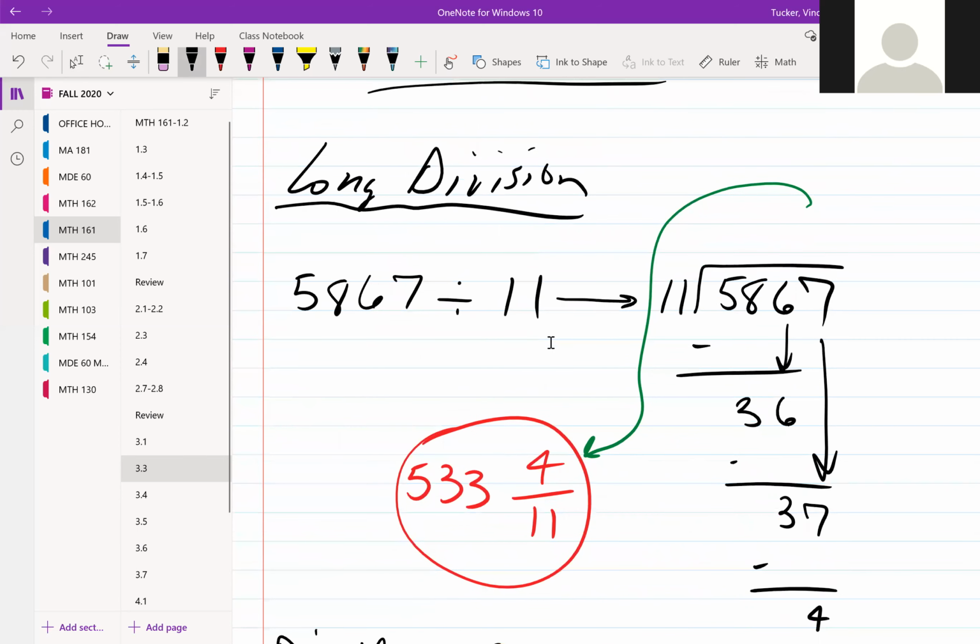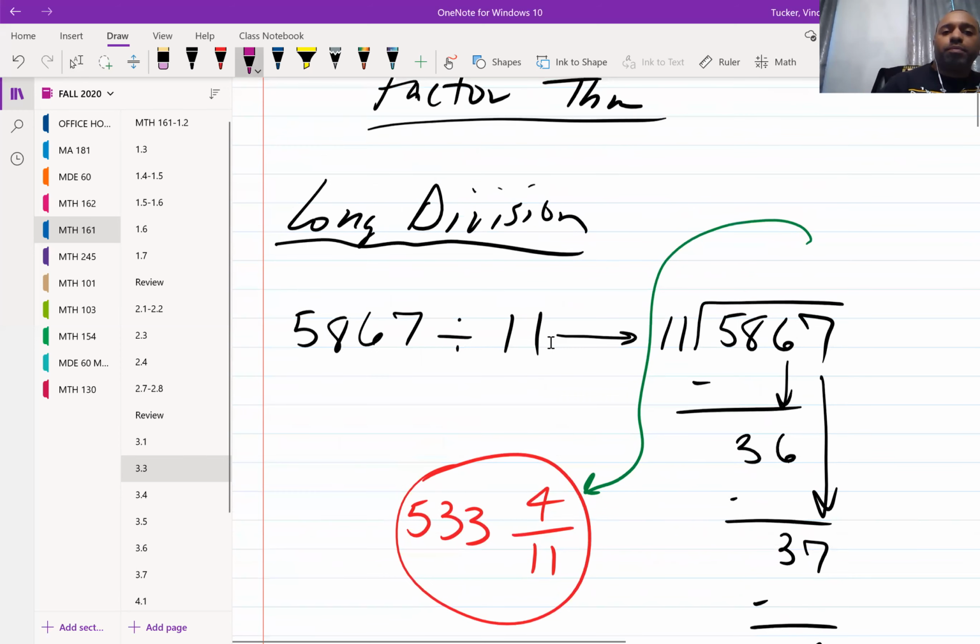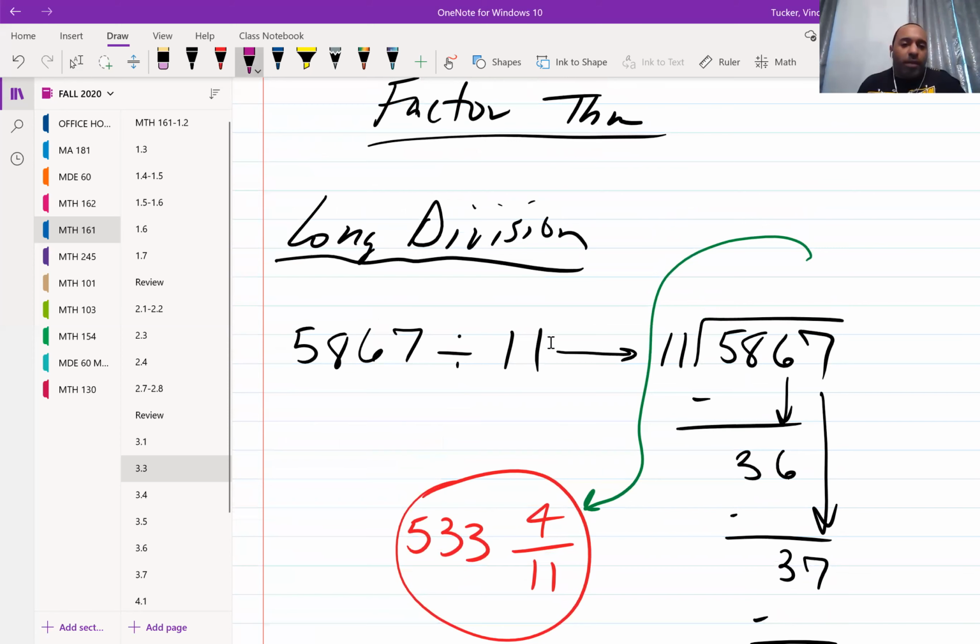All right. So looking at the long division process, we have 5,867. We want to divide that by 11. You know, 11 doesn't go into 5, but it goes into 58 5 times. Then we'll take 5 multiplied times this 11. 5 times 11 is 55. Subtract. 58 minus 55 is 3. And we will bring down this 6. That'll give us 36.